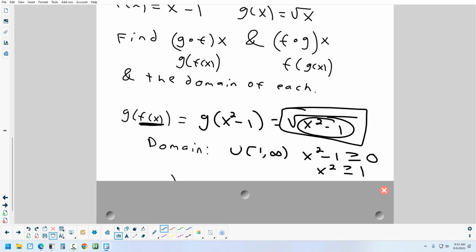What other kind of numbers can you square and they will still come out 1 or greater? Yeah? Negative numbers? Can you be more specific? Because there's some negative numbers you can square that will not come out 1 or greater. Negative 1 and less? Negative 1 and less. Yep. So negative infinity.